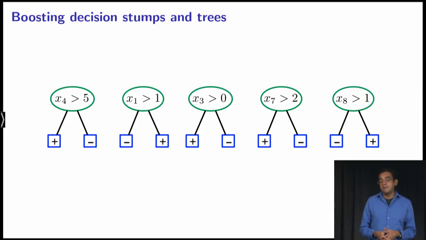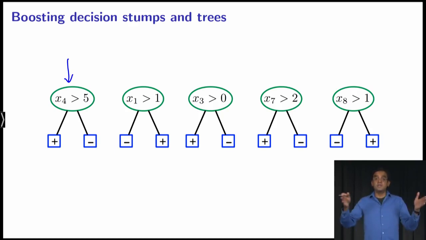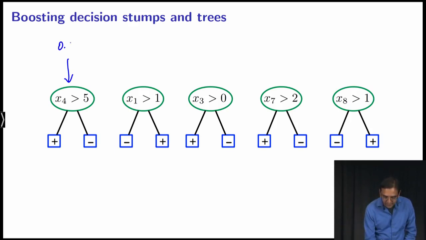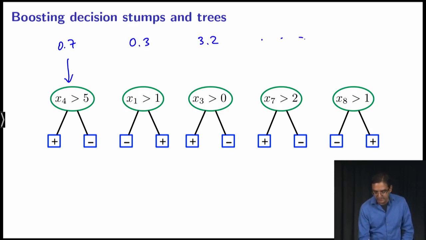Now, in the example we saw, the weak classifiers were thresholds along a single feature. Each of them looked something like this. Okay, you pick a feature like x4 and you pick a threshold like 5. And if x4 is greater than 5, you predict something. If it's less than 5, you predict something else. These are called decision stumps. And the boosting process generated a whole bunch of decision stumps, each with some weight or the other. Okay, so maybe the first stump has got a weight of 0.7, the second has a weight of 0.3, the third has a weight of 3.2, and so on and so forth. And the final prediction is a weighted vote over these decision stumps.